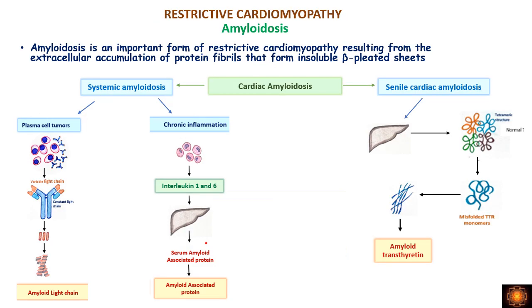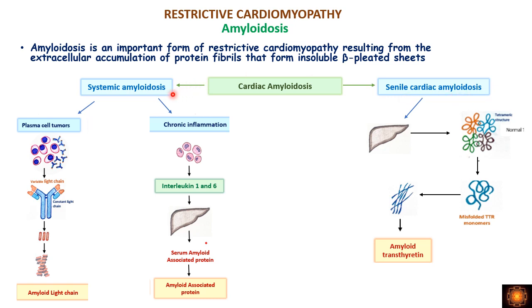Now in the infiltrative category we have amyloidosis. I think everybody knows amyloidosis is a condition where we have deposition of a fibrillary protein which has a beta-pleated sheet structure or configuration. So it is insoluble, and in this condition we have deposition of all this fibrillary protein. So cardiac amyloidosis occurs as a part of systemic amyloidosis, or it occurs as just senile cardiac amyloidosis where mainly the heart is involved.